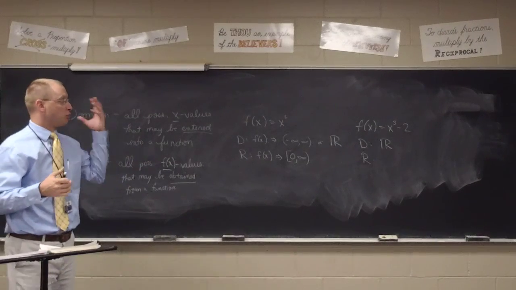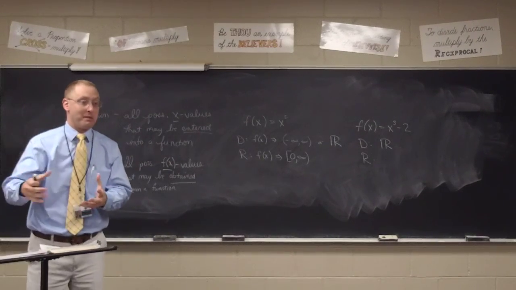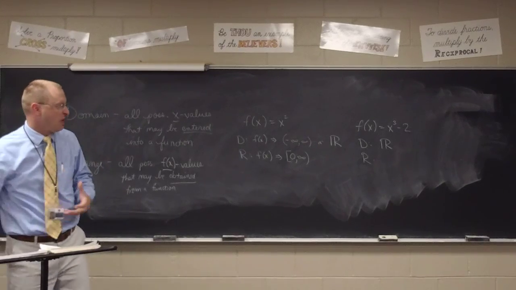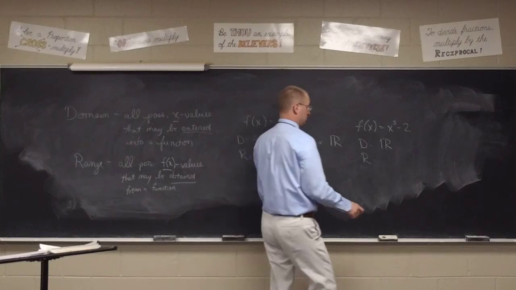And then if you plug in a really big negative and then you cube it, it's going to be even more negative, and you subtract 2 more, it pushes you even that much further. So the range is going to be all real numbers.